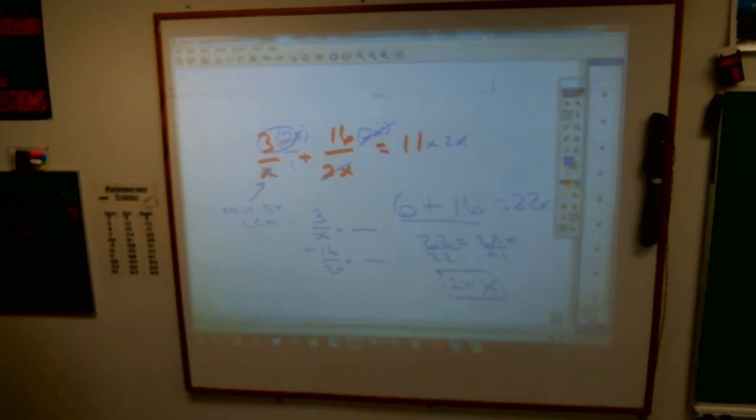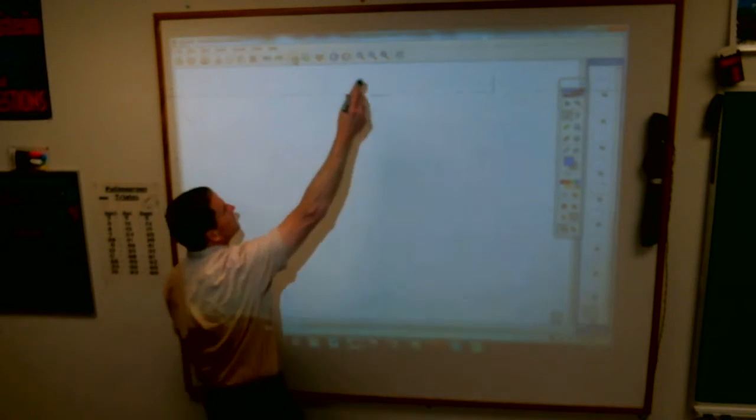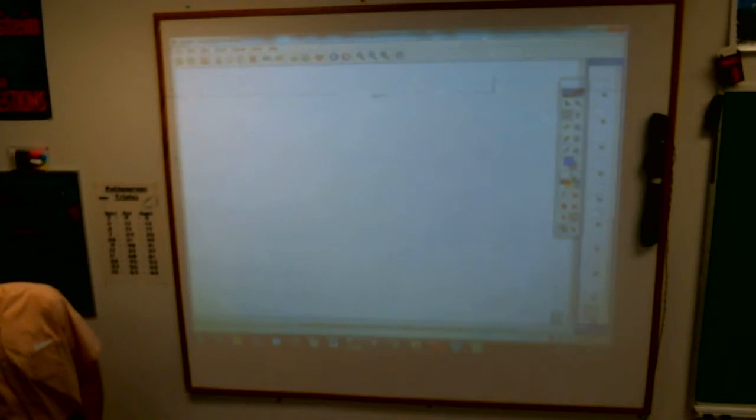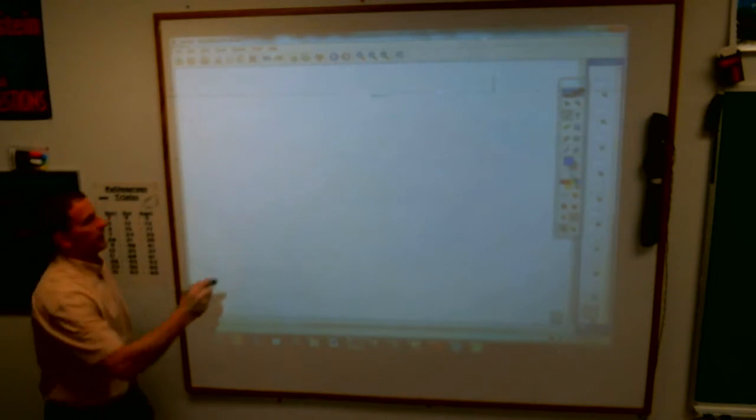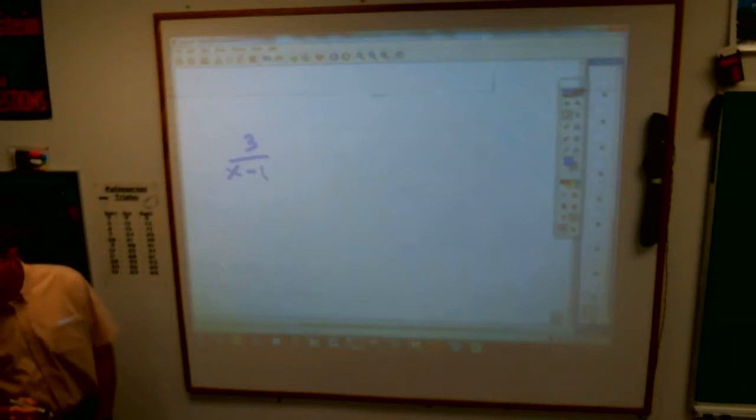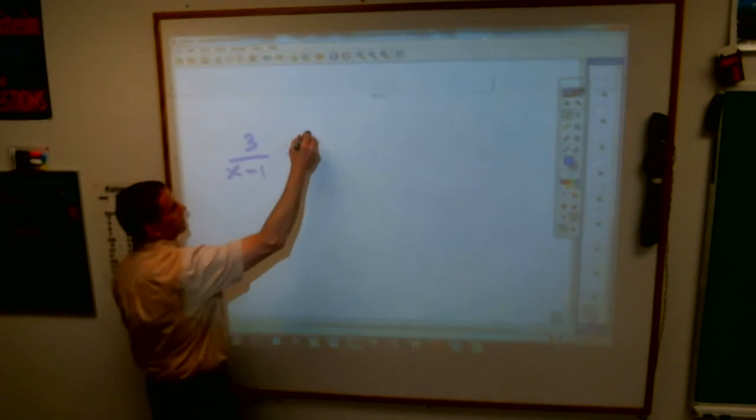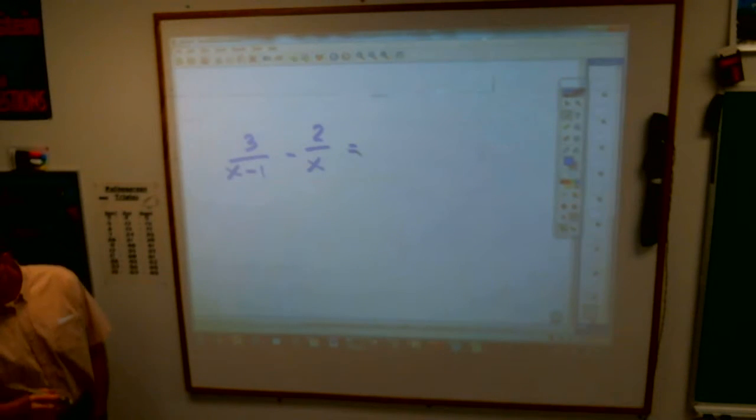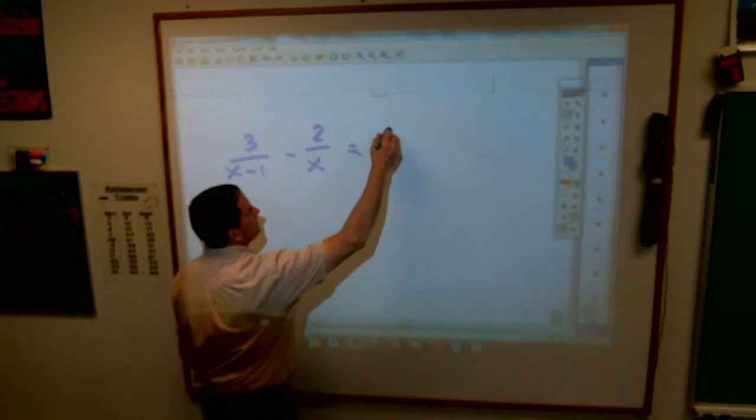Let me give you another one to try just like that. This one won't be so easy though. Was it bad if I preface it with that? Try this. See how you like it. 3 over x minus 1, minus 2 over x, equals 5 over 2x.